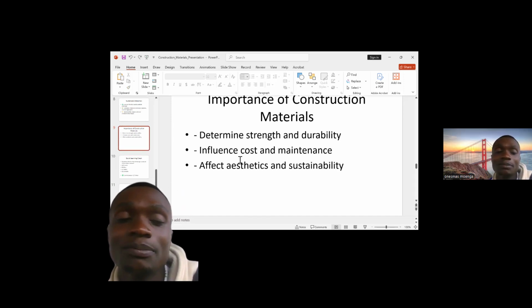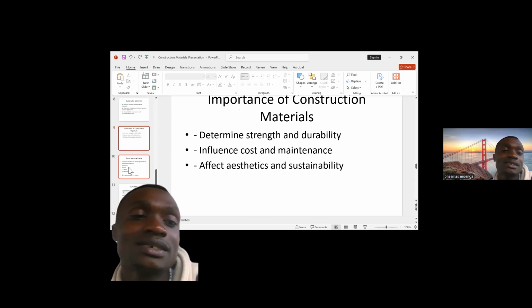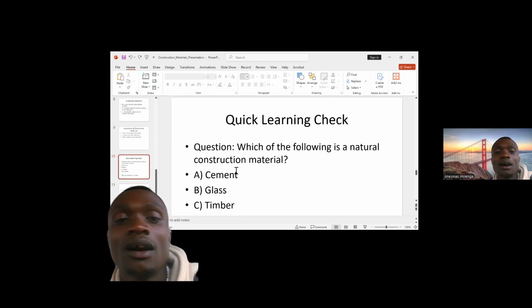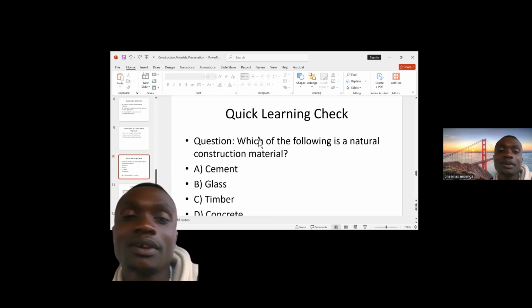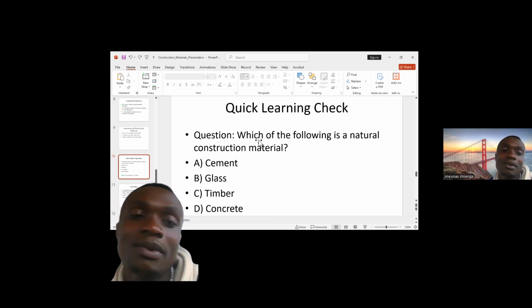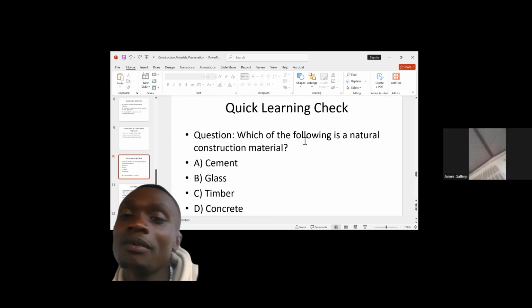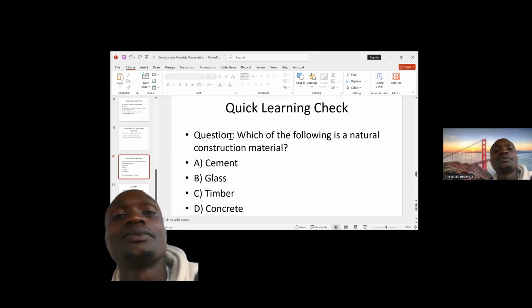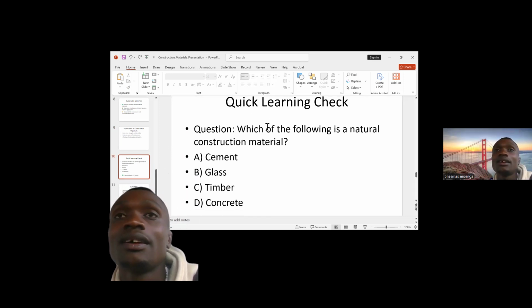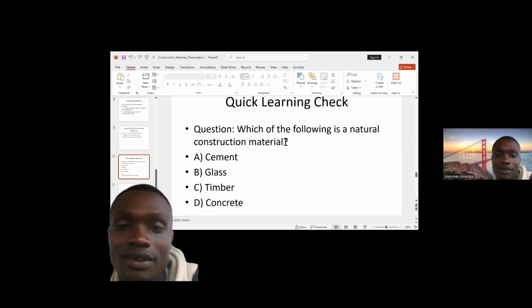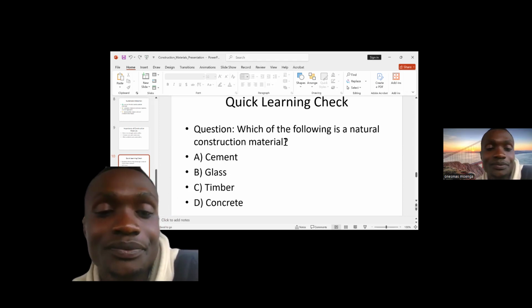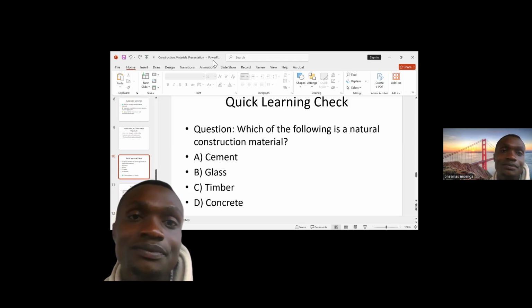Up to that point, learners, I would like us to do a short quiz. I would like to ask a question, then you will answer from what we have tackled above. Which of the following materials is a natural construction material? In the chat box, kindly write your answer.